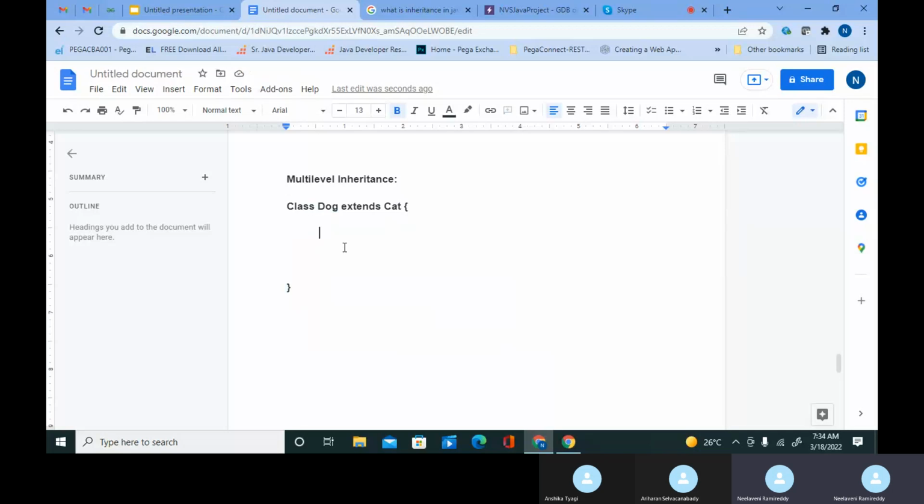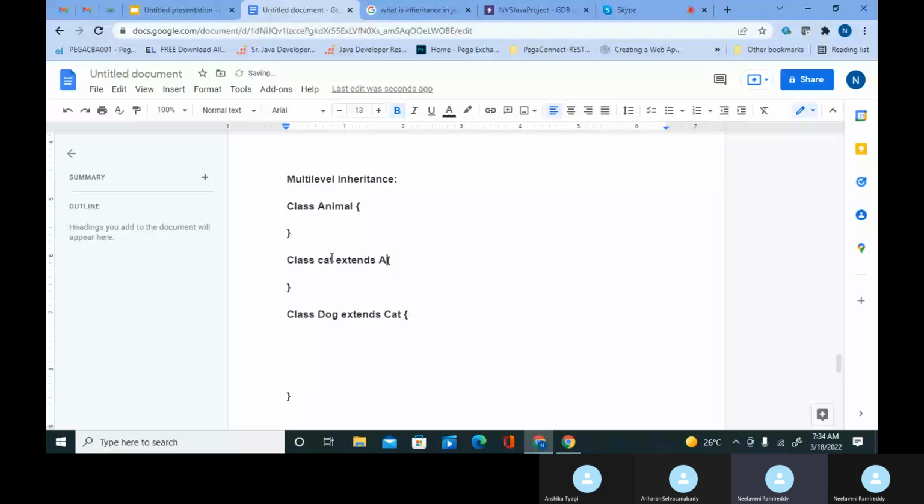This kind of type we call multi-level inheritance. Before that, how many kinds were there? There were already two kinds, right? Do you guys understand, or if there is any doubt, let me know. Okay, animal. I'm just writing above what is there, and here I'm trying to print. So cat extends animal.